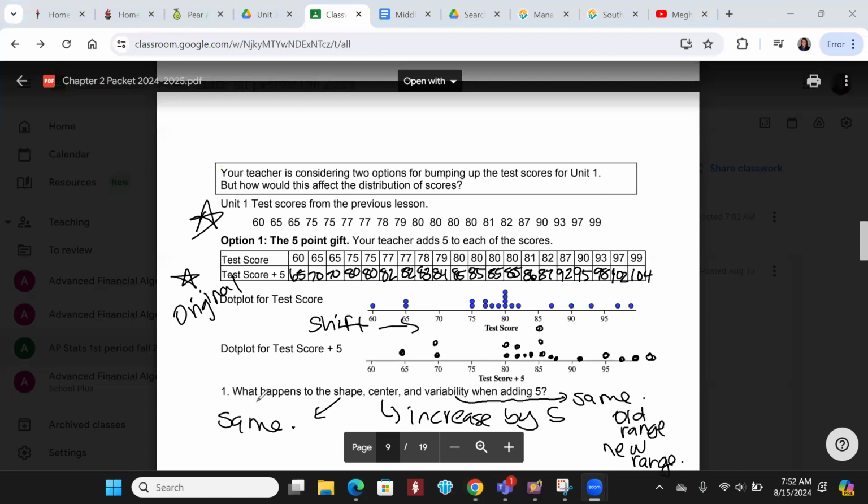All right, so what was the mean of the original? 80? Okay. What was the mean of the new? 85. Okay, what about the range of the old? 39. And then what is the range of the new? Okay. Good? Okay.